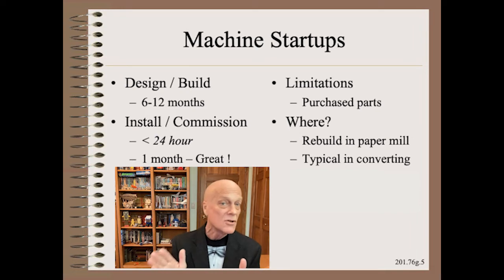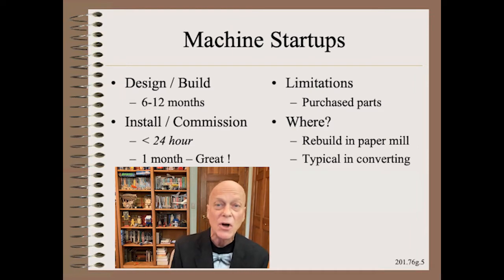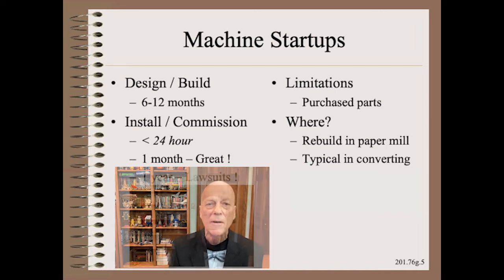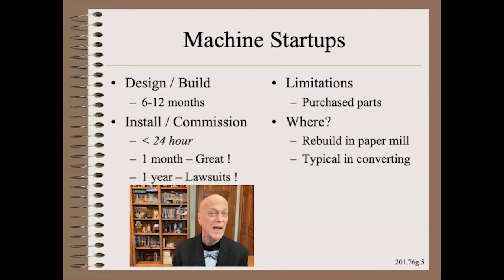This can be as little as 24 hours to install and start up a substantial rebuild in the paper industry. To do this, base plates, piping, and wiring are pre-installed to the extent possible, even while the old machine is still running. The rebuild is planned as carefully as the score of a piano concerto. More typically, in converting, machine installation and commissioning might take 1 month, possibly a bit more. However, if startups drag on for a year, that is the time that lawyers might be called in.